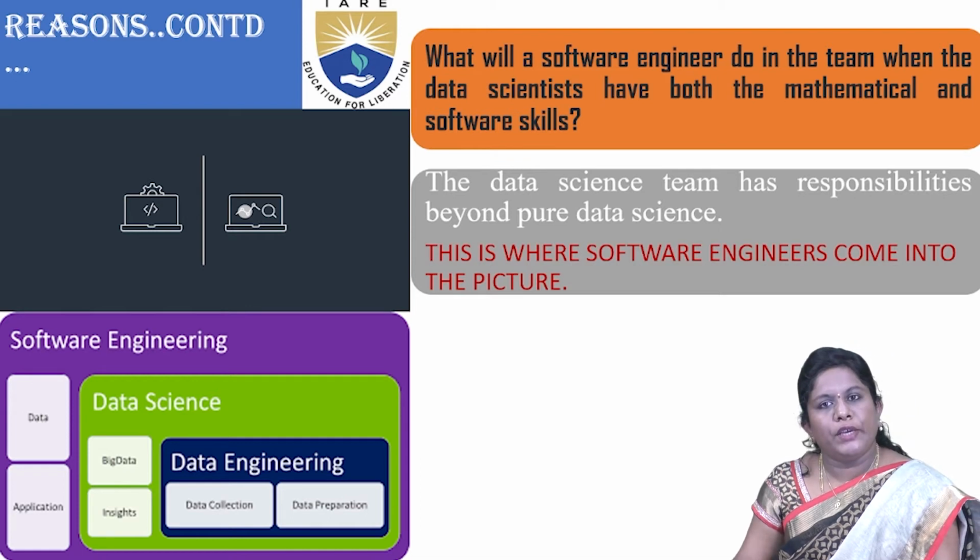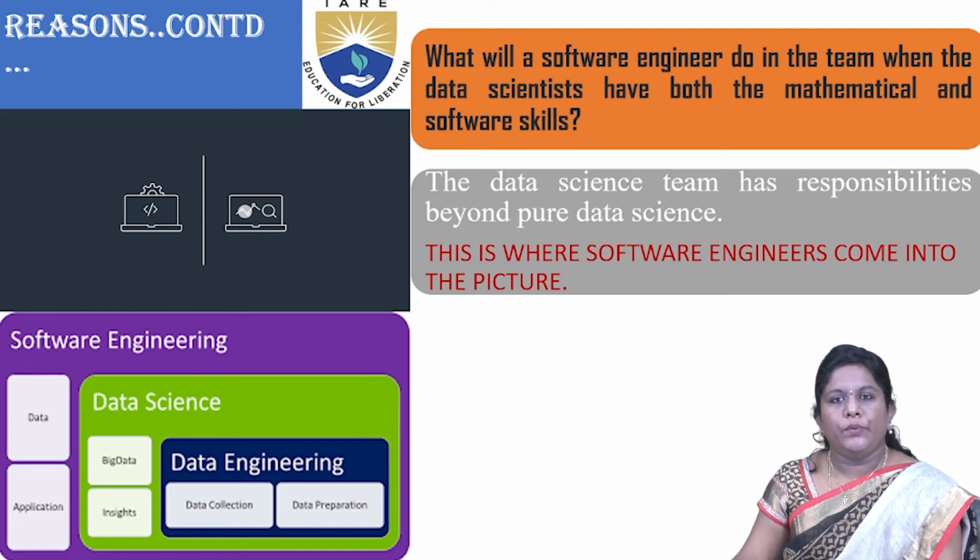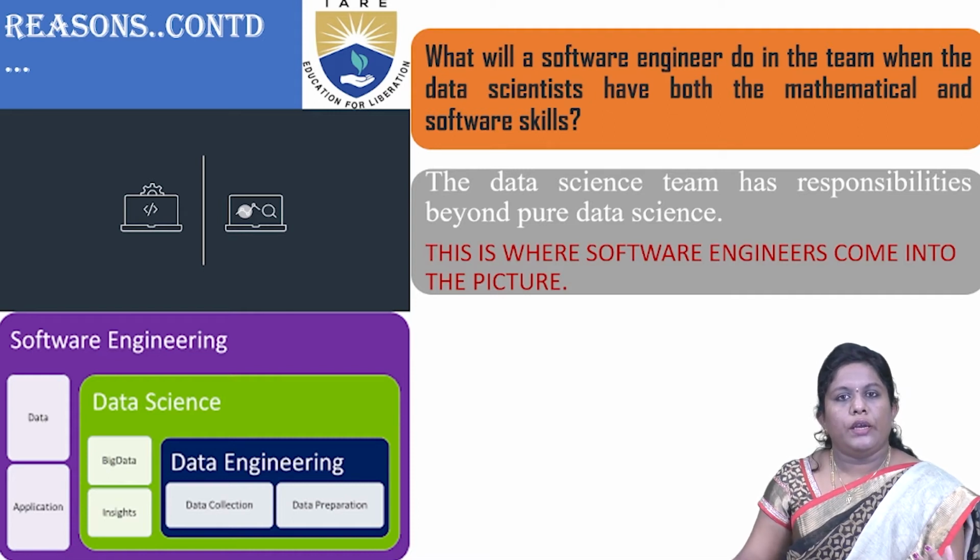If you look at the figure at the bottom left, it says that software engineering comprises data science and data engineering. In other terms, you can say data engineering is surrounded by data science, and data science is in turn covered by software engineering. So in a compact way, software engineering is trying to bound data science and data engineering.